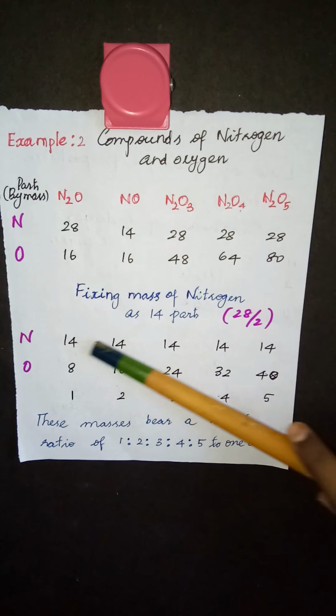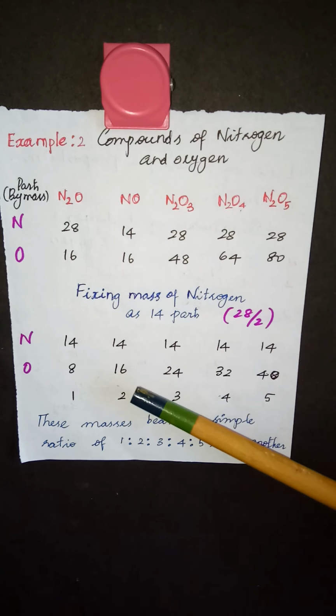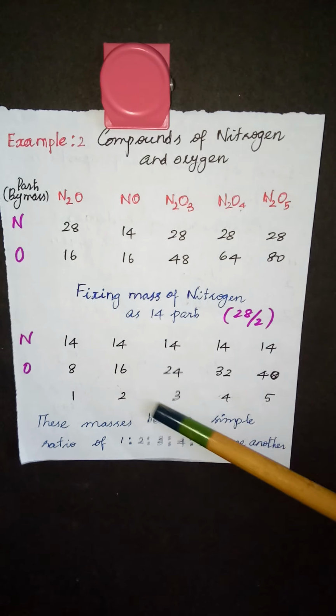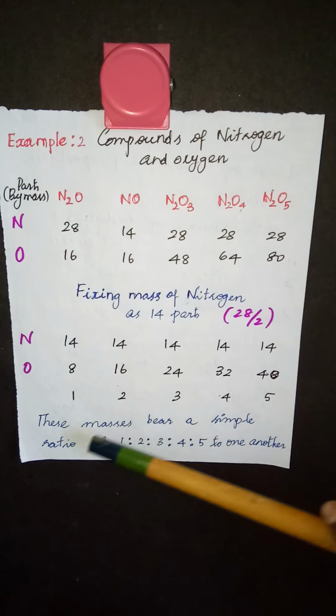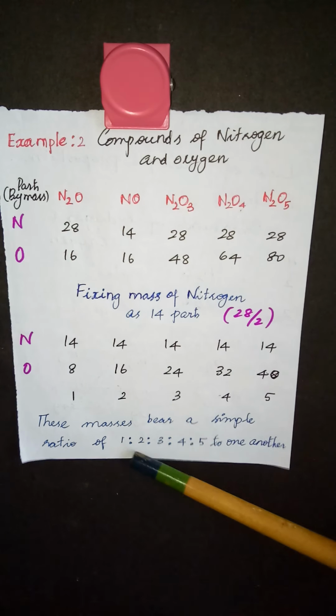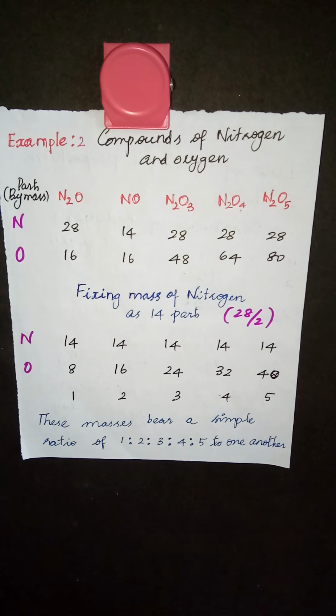So according to the law, you are fixing the mass of one element and seeing the mass of the other element combining with that. It is having 8, 16, 24, 32, 40. So if you take the ratio, you get 1, 2, 3, 4, 5, because 8 2s are 16, 8 3s are 24, 8 4s are 32, 8 5s are 40. So these masses bear a simple ratio, 1 is to 2 is to 3 is to 4 is to 5 to one another. This is what the law says.